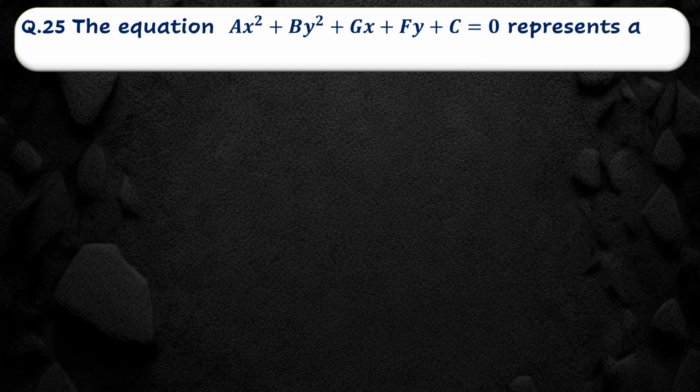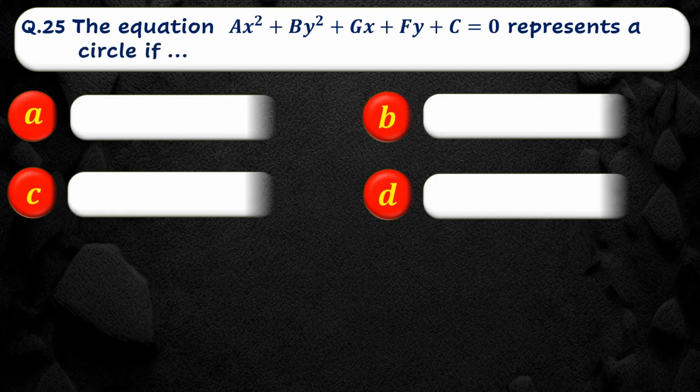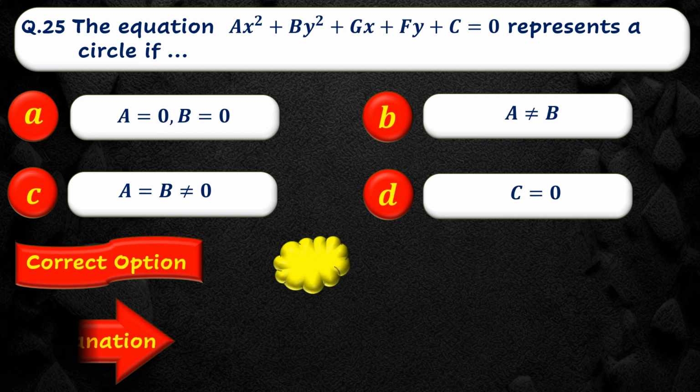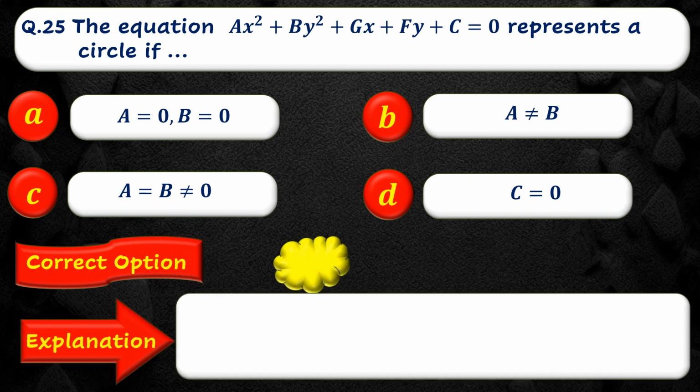Question number 25. The equation ax² + by² + gx + fy + c = 0 represents a circle if, and the options are. Let's check out which one is the correct option. The correct option is option C, as the coefficients of x² and y² cannot be different and they cannot be 0. So the correct option is option C.